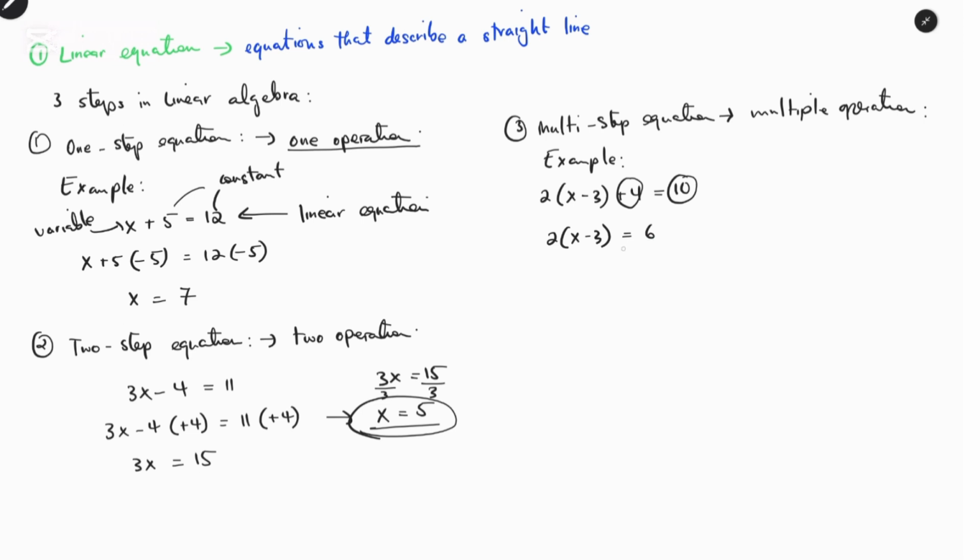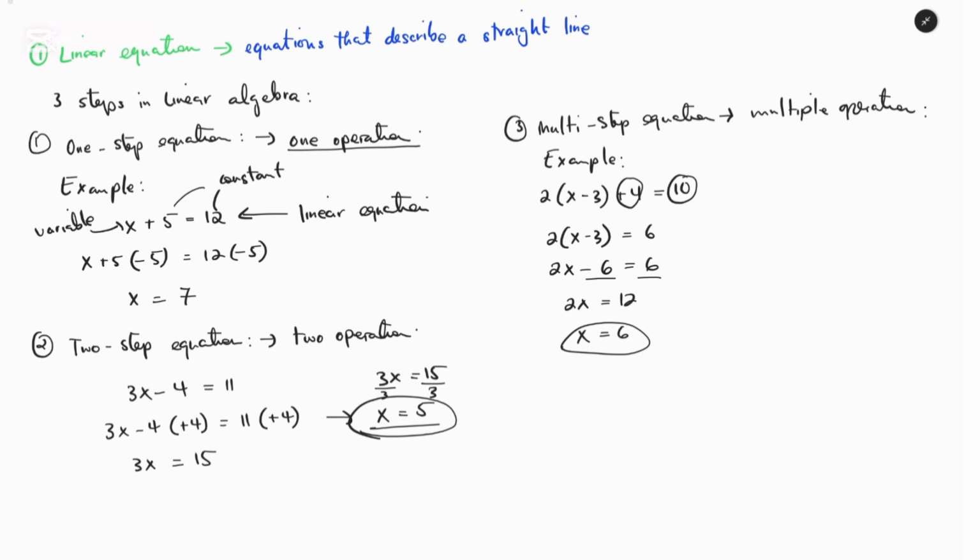Now what do we do? We normally multiply the bracket. So we can have 2x minus 6 is equal to 6. So we can add 6 to both sides. So we can have 2x is equal to 12. And now we can divide both sides by 2. We should have x is equal to 6. So this type of equation can be regarded as a multi-step equation.